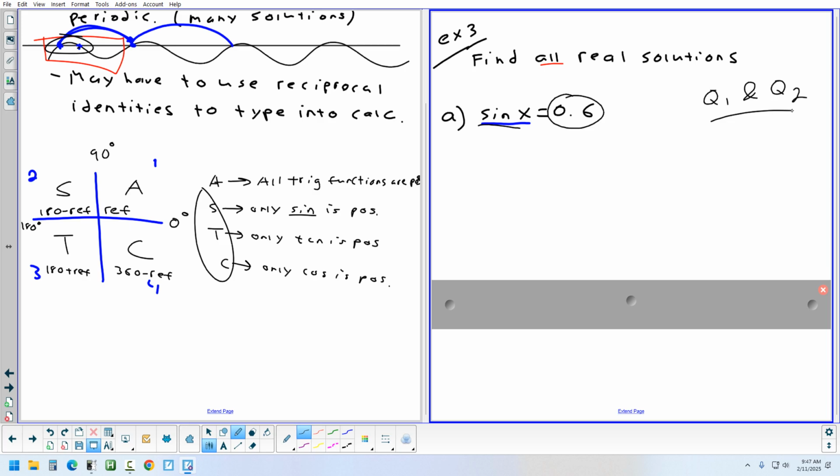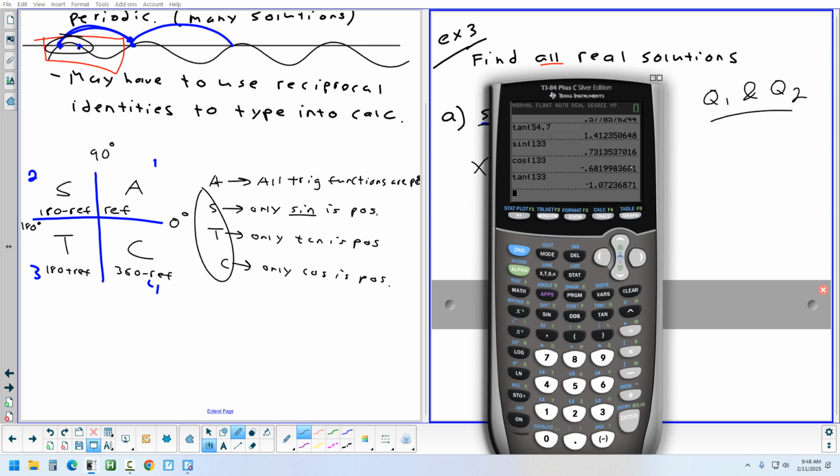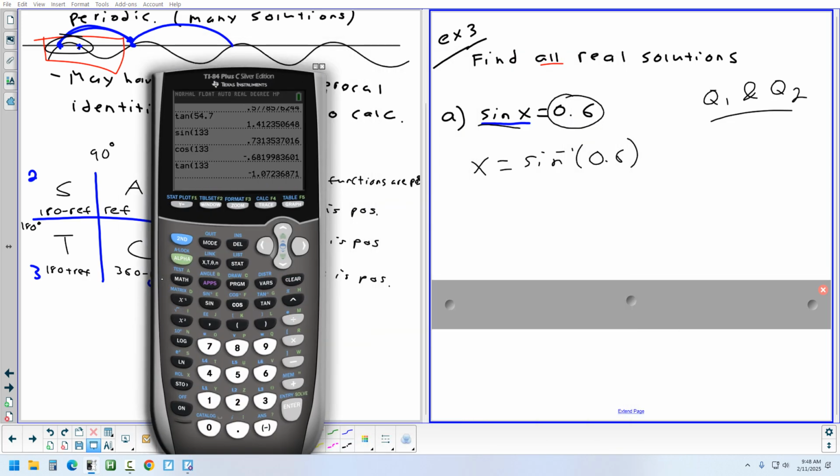Let's start with the first answer. I need to get rid of the sine in that function and get x by itself. How am I going to get rid of sine? Yep. Take the inverse sine of both sides. And let's see what answer that gives us, and it better be in line with either quadrant 1 or quadrant 2. So inverse sine of 0.6. Did I get a quadrant 1 or a quadrant 2 answer? Quadrant 1.